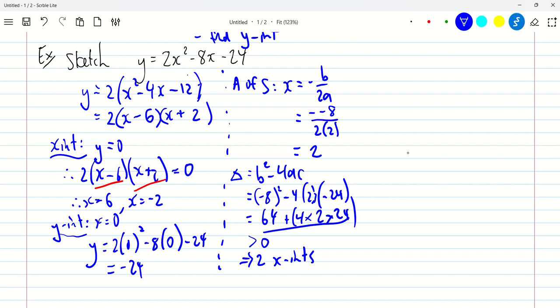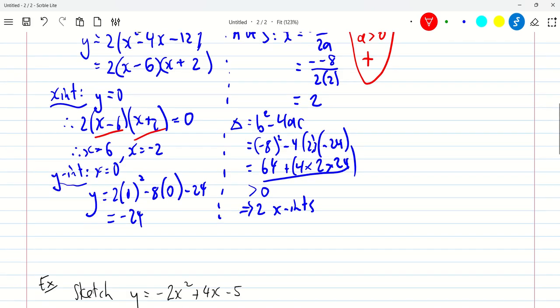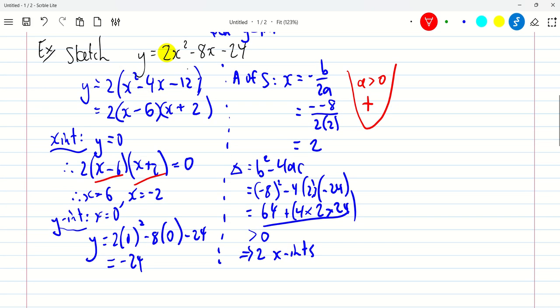The other thing we can look at, I'm throwing a bunch of different information at you here, and you can pick and choose what you need to do on any different question. Here, a is equal to 2. So the number that's in front of x squared is equal to 2. And so I know that the graph is going to be a minimum turning point. It's going to be a smiley face, a positive, a is greater than 0. So you're going to get this positive smiley face sitting up like that. Okay. And so that's all I need to do.